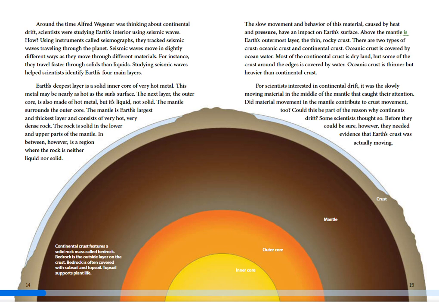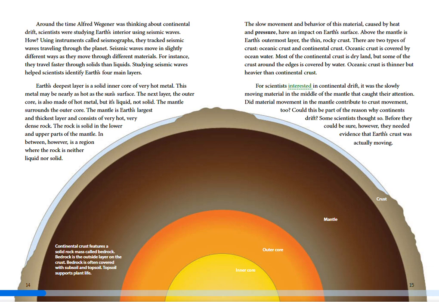Above the mantle is Earth's outermost layer, the thin, rocky crust. There are two types of crust: oceanic crust and continental crust. Oceanic crust is covered by ocean water. Most of the continental crust is dry land, but some of the crust around the edges is covered by water. Oceanic crust is thinner but heavier than continental crust.